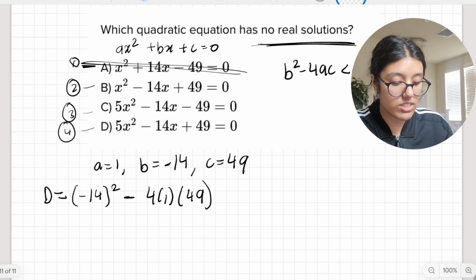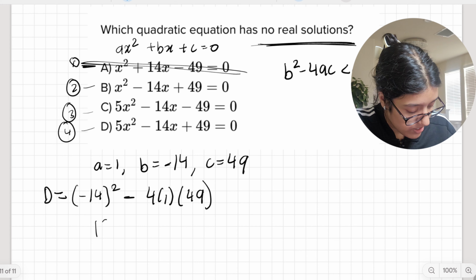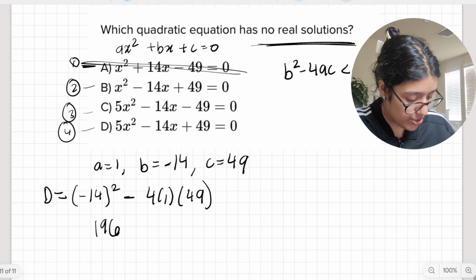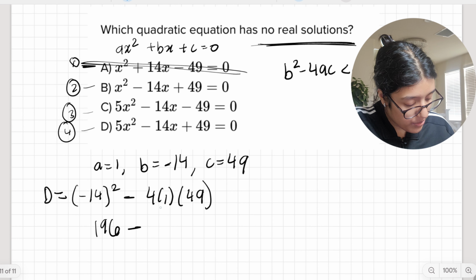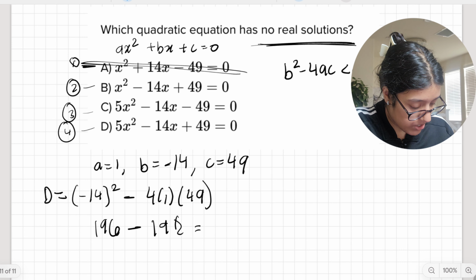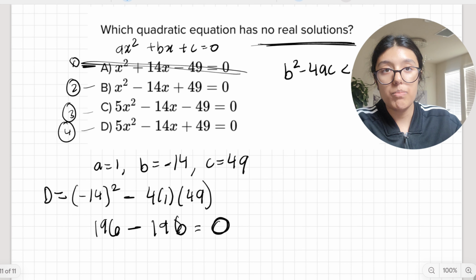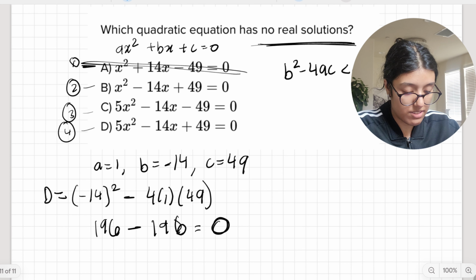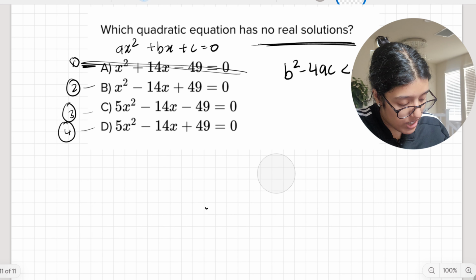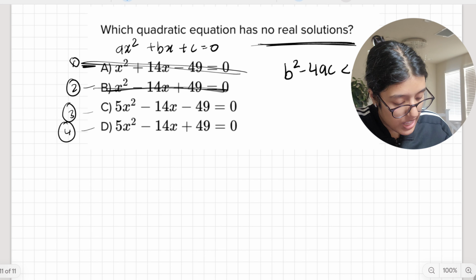So we know 14 squared is 196. And you also have a calculator with you, so it shouldn't be too hard. We know 49 times 4 is also 196. 196 minus 196 is 0. So this is definitely not our answer because we need discriminant less than 0. So we know B is not our answer. Let's go on to C.